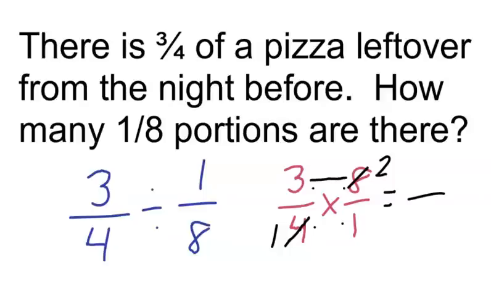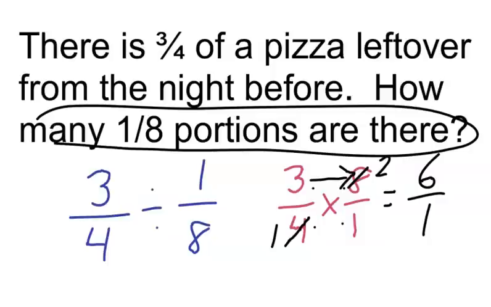So now we just multiply across. 3 times 2 is 6. 1 times 1 is 1. Therefore, how many 1/8 portions are there left? The answer is 6 of them.